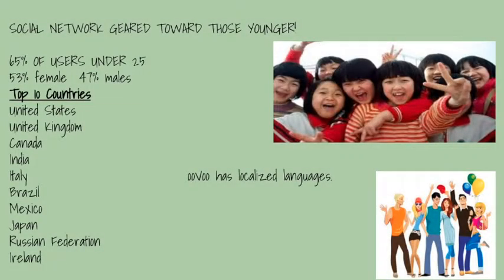It is a social network geared toward the younger set. 65% of its users are under 25, 53% female, 47% males. The top countries that use ooVoo are listed here. ooVoo also has localized languages. The young people prefer ooVoo over all other video apps because of its features.